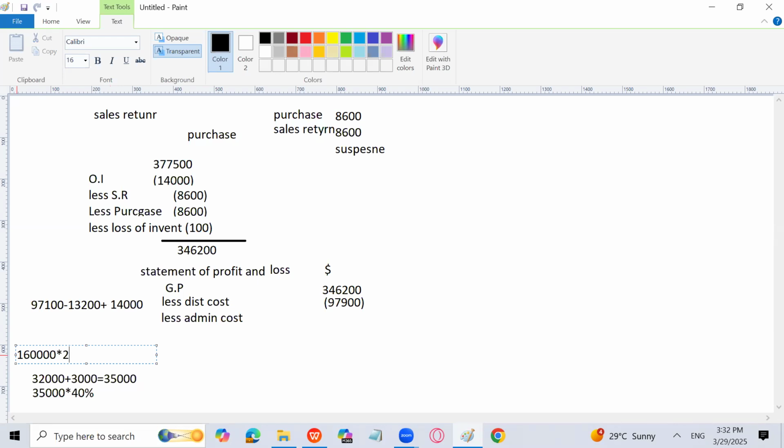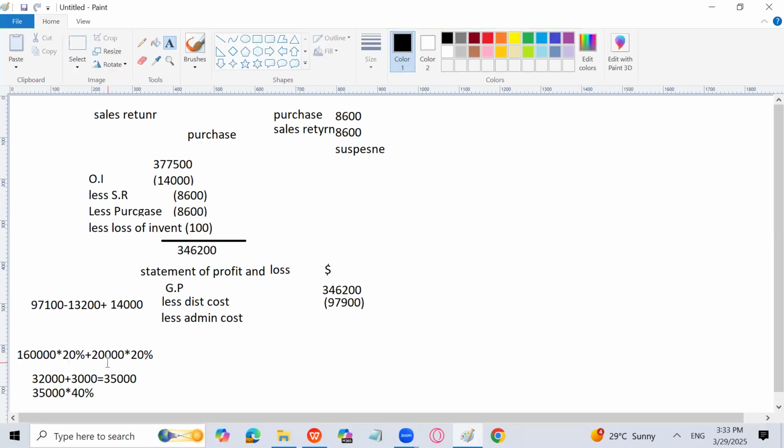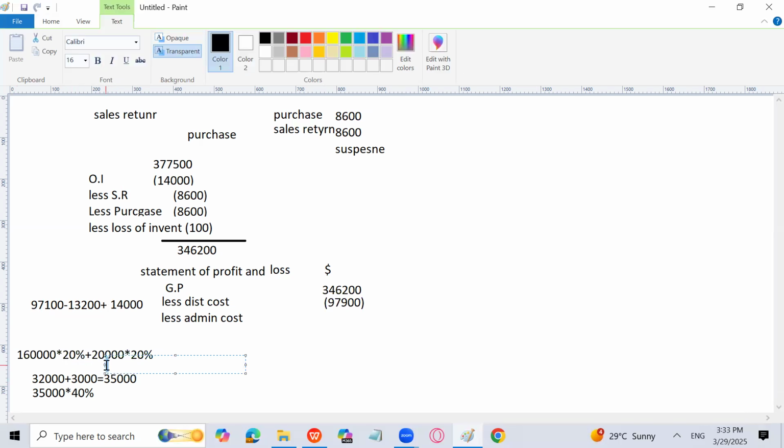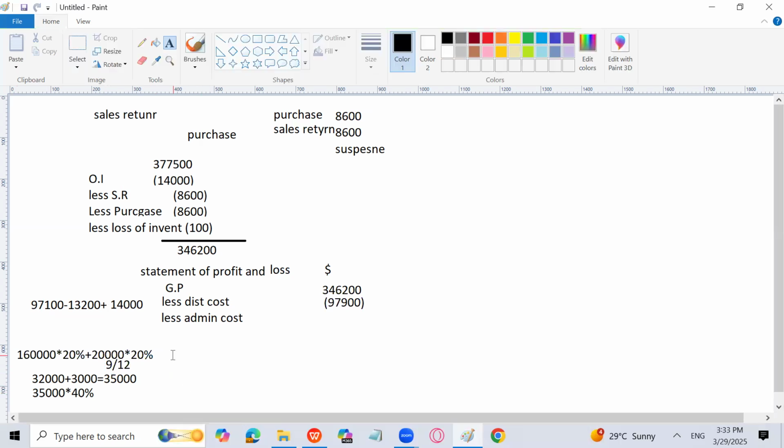60,000 into 20% plus 20,000 into 20% into 3 over 12, or into 9 over 12. So you will get the amount over here. Let me write here also if you want me to write. So this is how we are done with that.